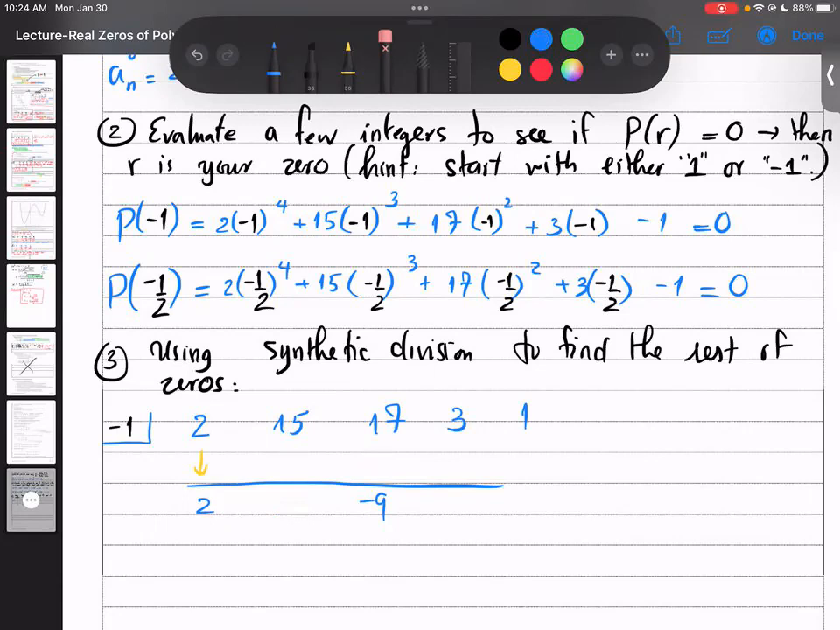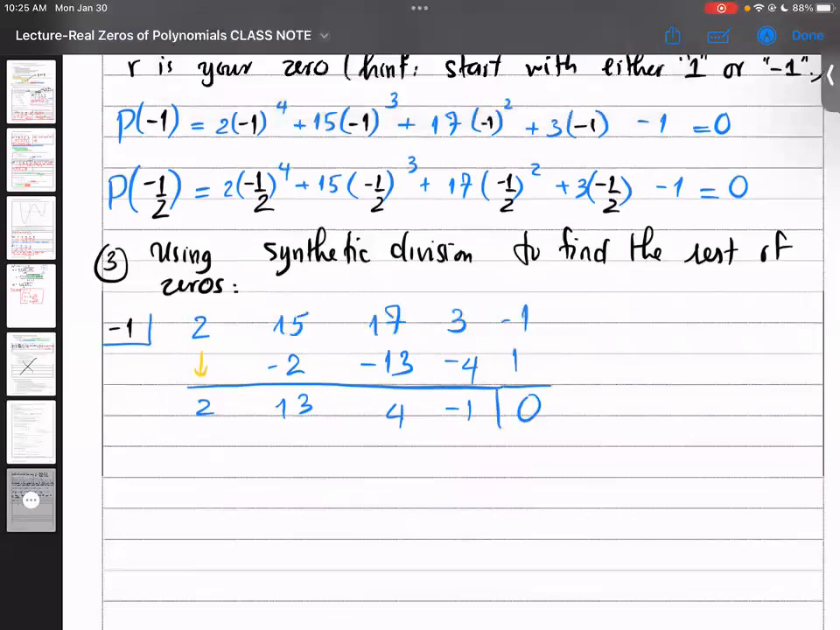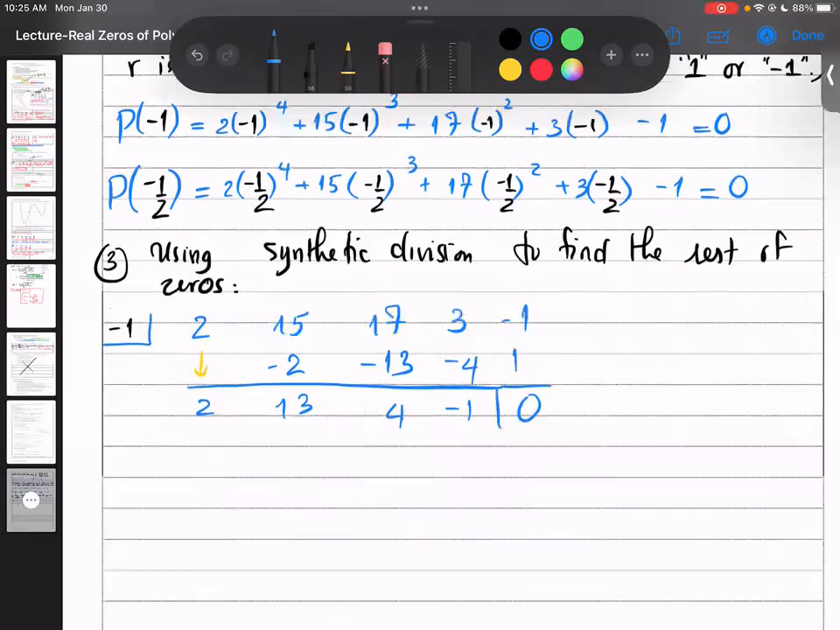Read it again. 2, -2, positive 13, negative 13, 4, negative 4, negative 1, positive 1, so 0. It should be 0. So that's right there. That's your reduced polynomial, right? It would be 2x cubed plus 13x squared plus 4x minus 1.